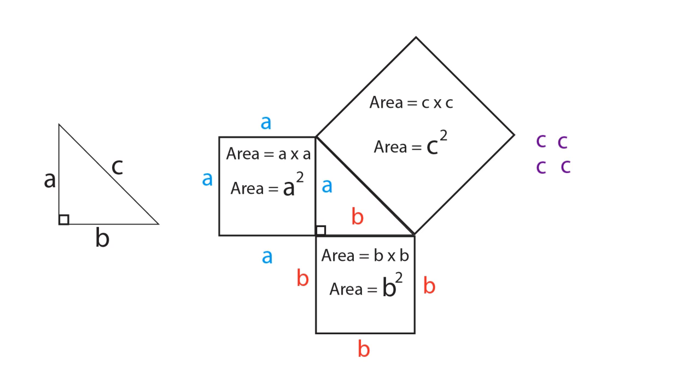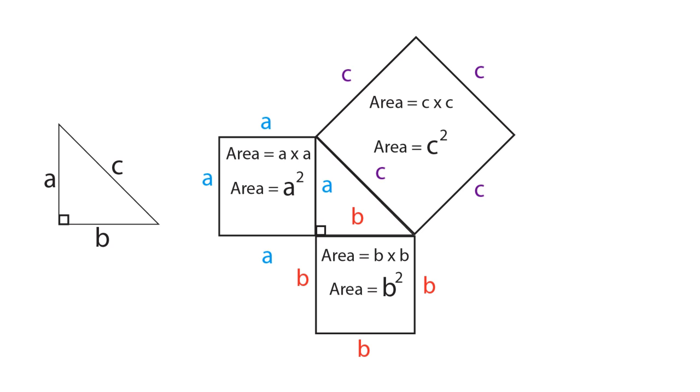And finally, we're going to do this with side C, the hypotenuse. If this is side C, that means all these sides are the same off of this square. And to find the area, we're going to do side times side, which is C times C, and we're going to get an area of C squared.